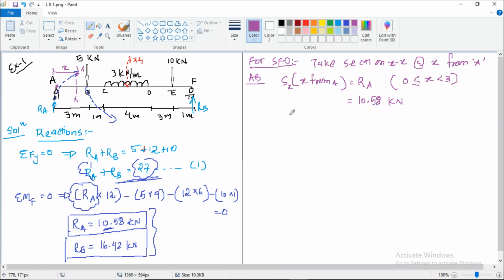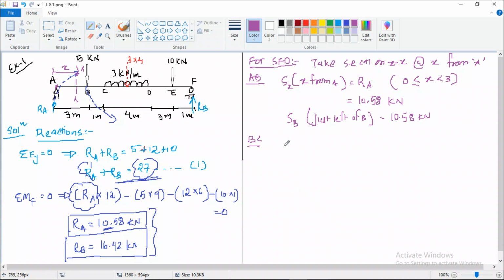So in the portion AB, from point A up to just left of B, my value of SB, just left of B, because at B point we have a force, will be 10.58 kilonewton. This will remain constant. Then let us move to the second portion, that is portion BC.